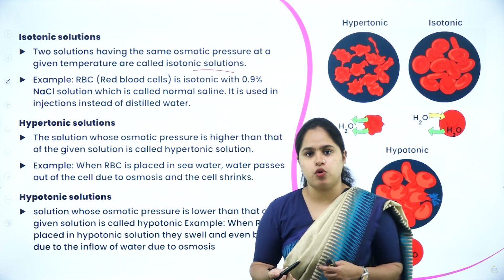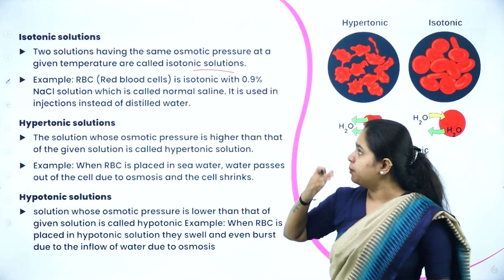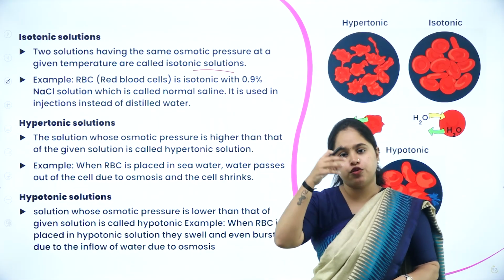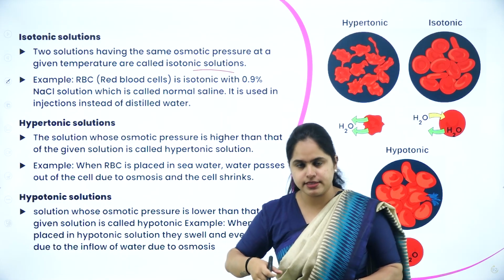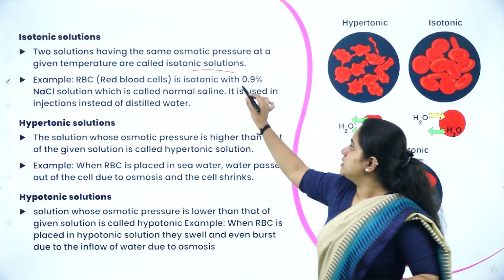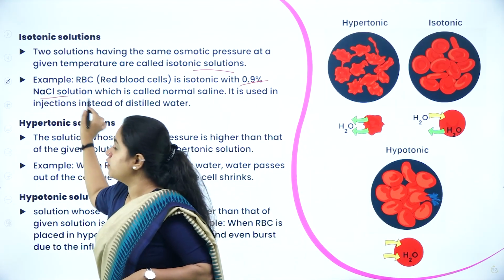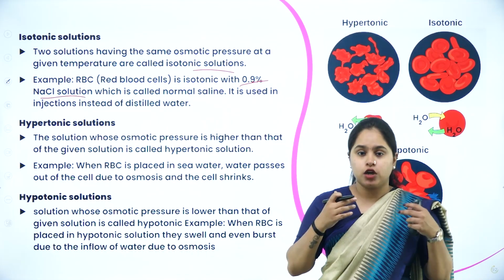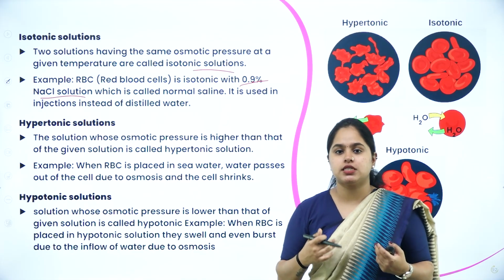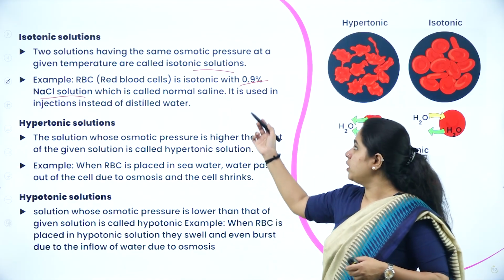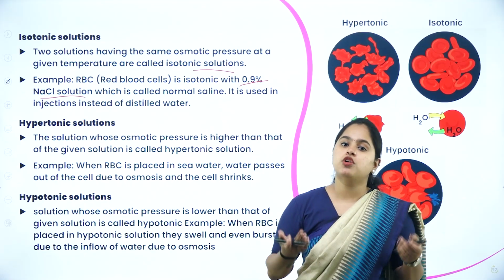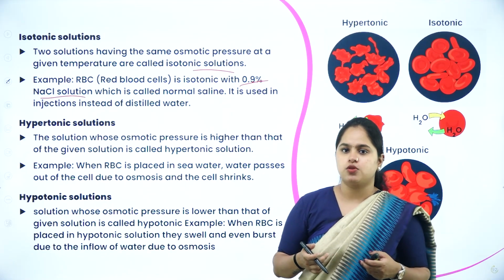Now an example for it is red blood cells, that is our RBCs, which are isotonic with the fluid present inside our cells. It is isotonic with 0.9% sodium chloride, which is called saline solution. The concentration of the fluid present inside the cell and 0.9% sodium chloride have the same osmotic pressure. So both of them are called isotonic solutions.